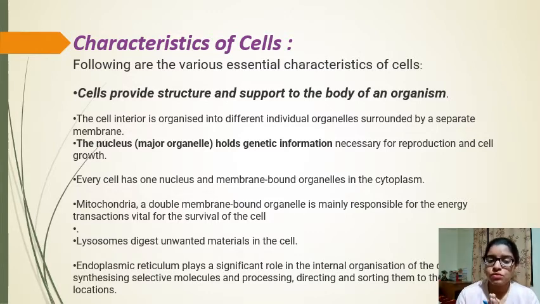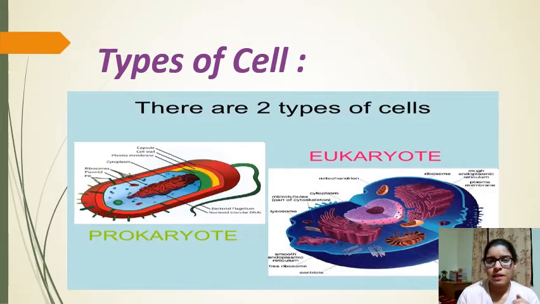Similarly, lysosome. What exactly is the lysosome doing in the cell? It performs phagocytosis, that is engulfment of foreign particles. Similarly, the endoplasmic reticulum also plays a significant role. Its major role is protein sorting, that is the process of targeting a protein to a certain organelle. So these are the various characteristics of the cells.